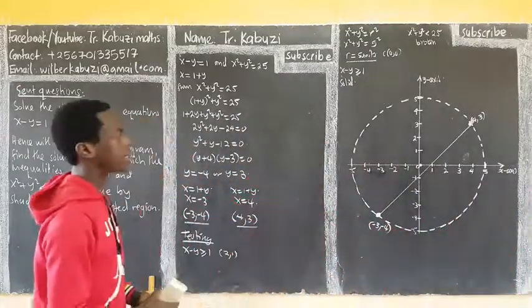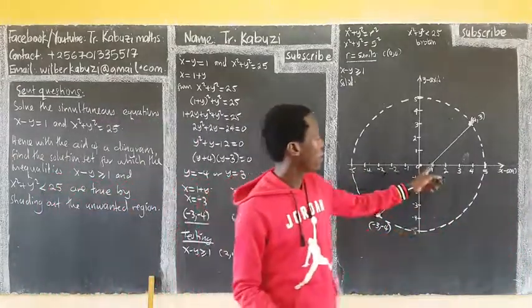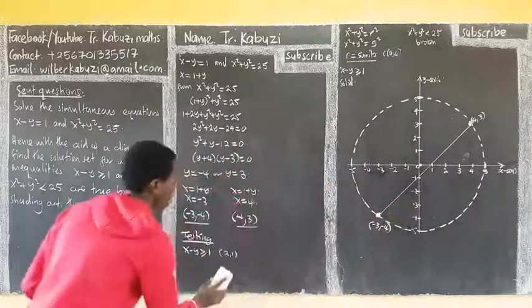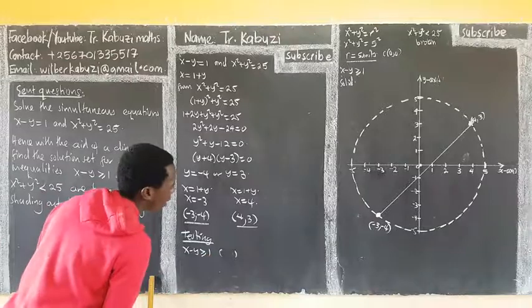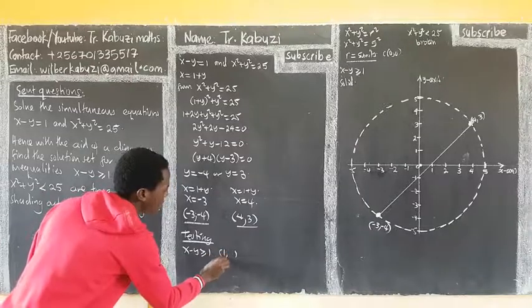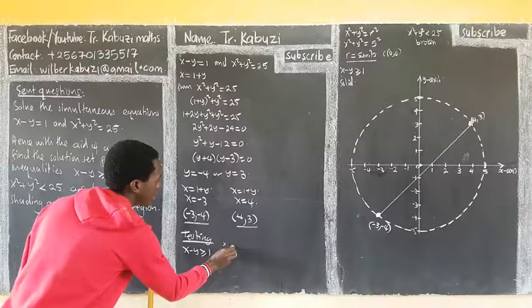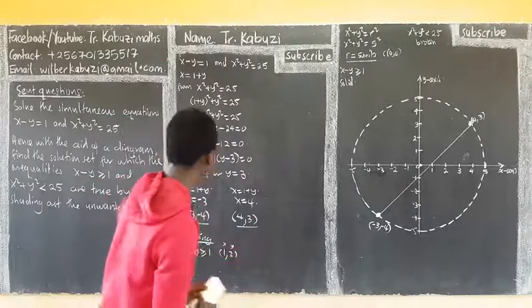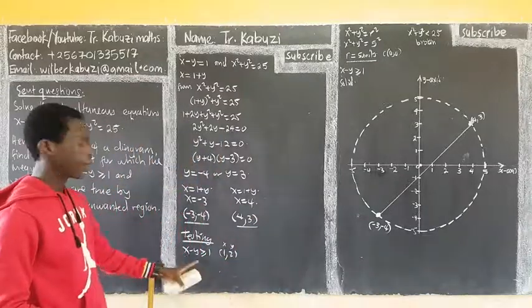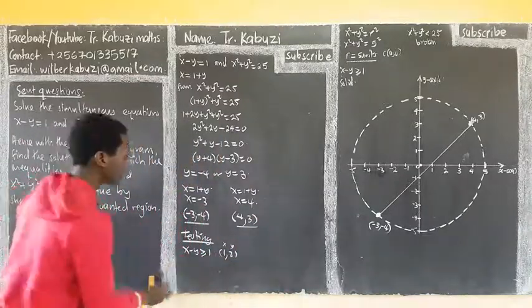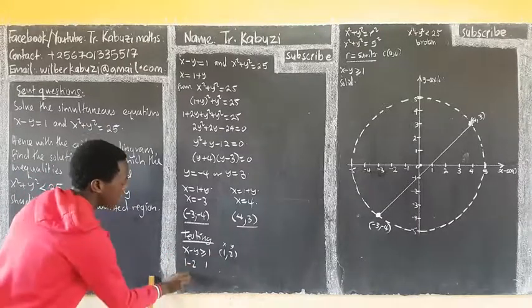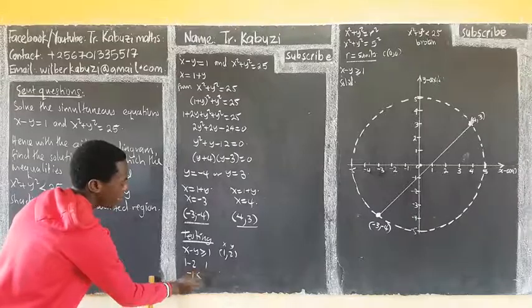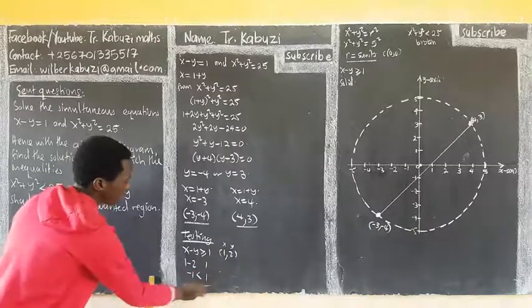This point I'm taking is (1, 2). So this is the x, this is the 1. You see, it's above the line. So when I put it here, 1 minus 2, this side I have 1, so this is going to give me negative 1, which is less than 1. I think you can see this.